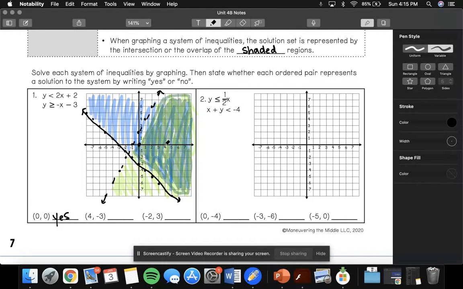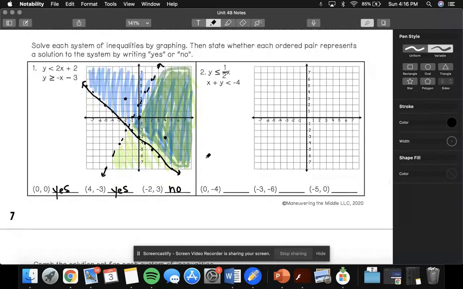Then we have 4, negative 3. Again, it's in that blue-green section. It's shaded in both of them, so yes. And then negative 2, positive 3. This is only in the blue section. It's not in the green section, so no, this is not a solution to both of them.